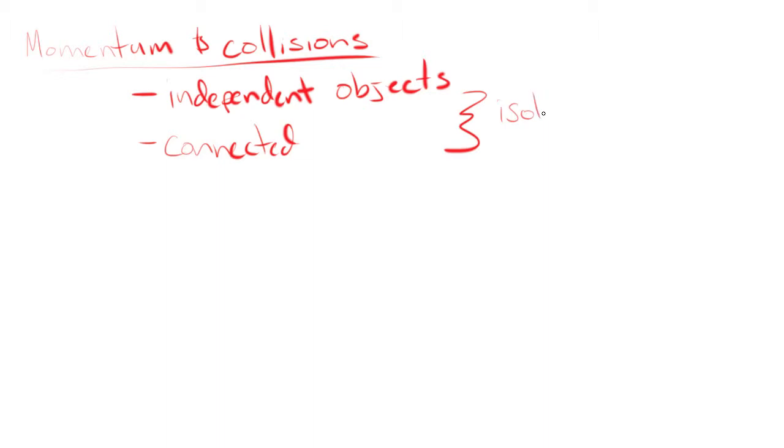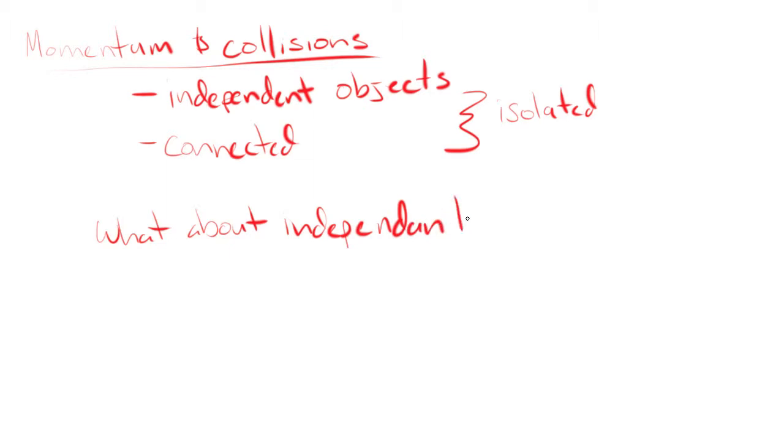And we haven't really looked at what happens when two seemingly independent objects interact in the same sort of sequence of events. So the question is, what about independent objects that aren't connected?